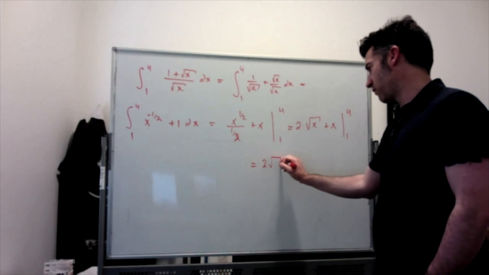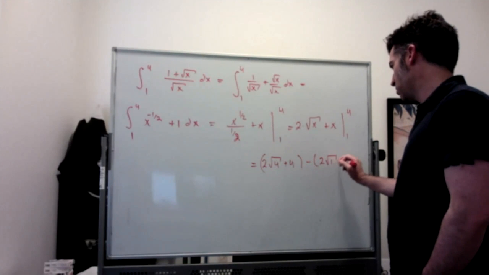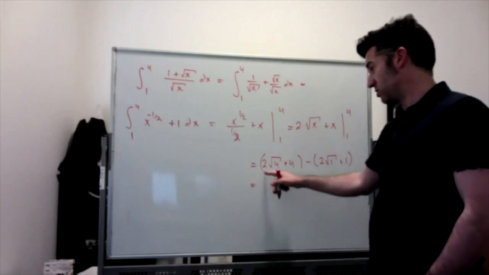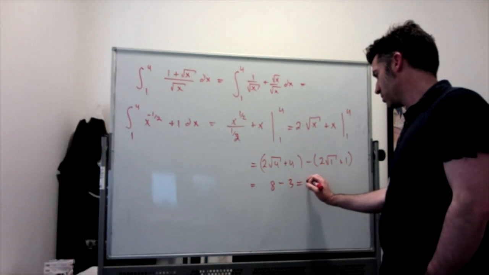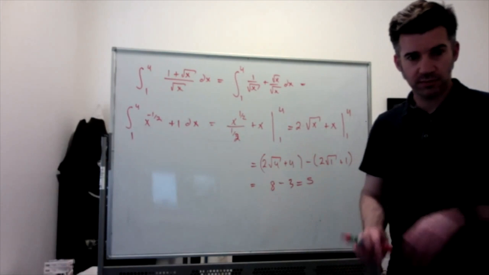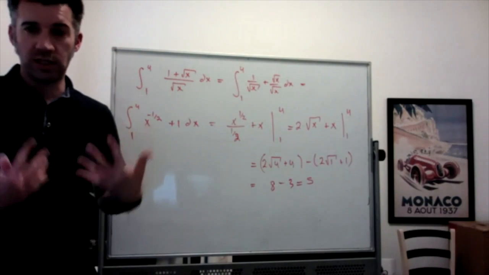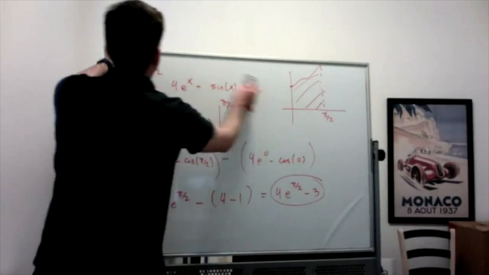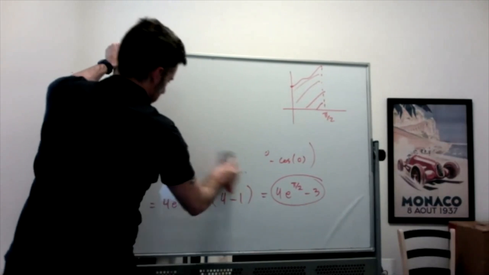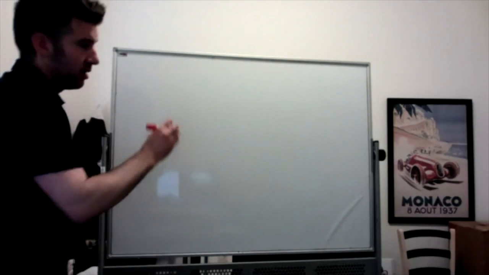We get 2 times the square root of 4 plus 4 minus 2 times the square root of 1 plus 1. Which ends up being, let's see, 2 times 2 is 4 plus 4 is 8. Minus 2 plus 1 is 3. You get 5. So definite integrals, some of the time, are not too terrible. But you often have to manipulate them to simplify things, right? Let's look at this next example.